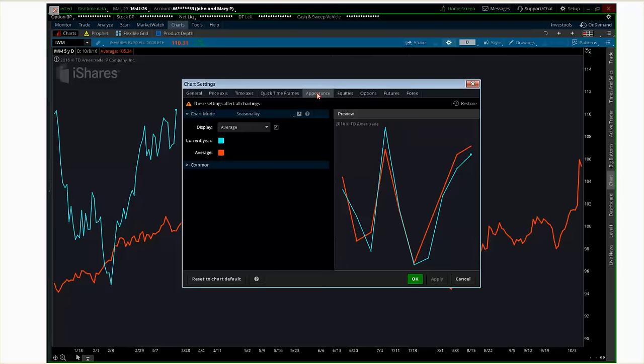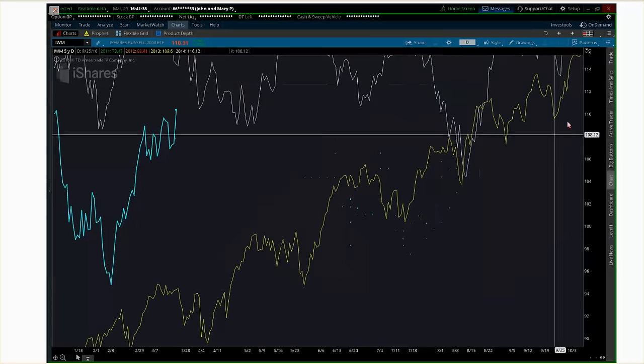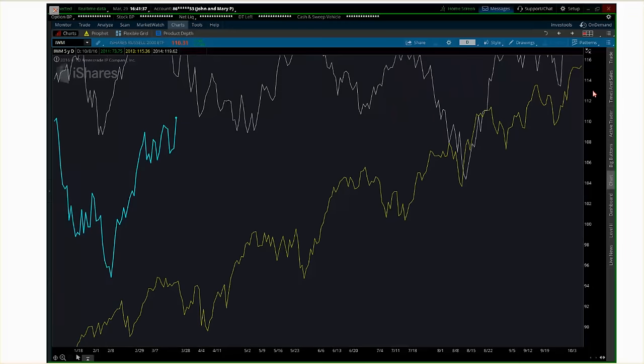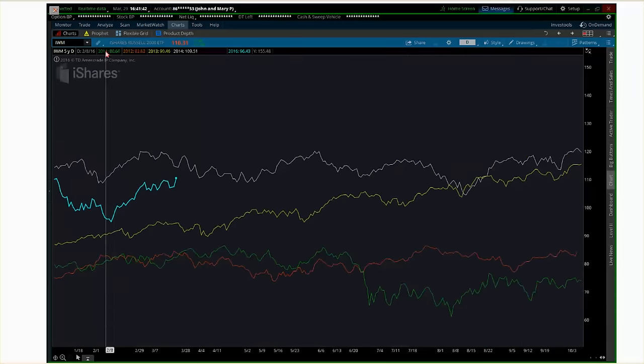Why am I going to do that? I'm going to click on appearance, and I'm going to display average, or I'm going to select yearly. And then I'm going to hit apply and OK. Now, what I have here, as you can see up at the top, is 2011, 12, 13, 14, 15, can hardly see it, so we've got to change that color, and then 16.